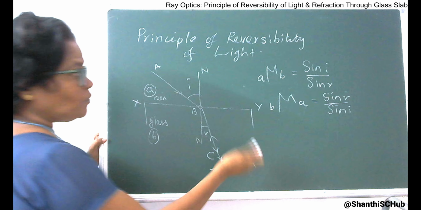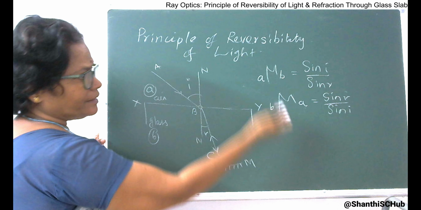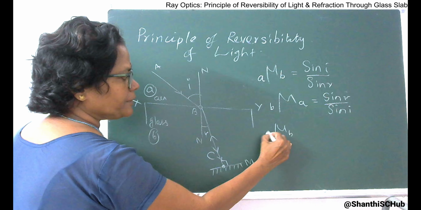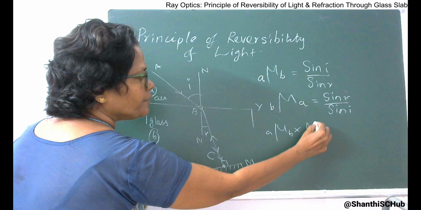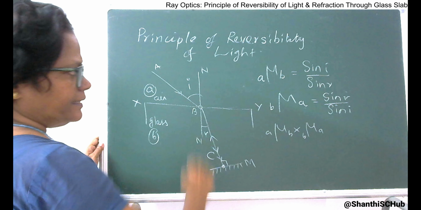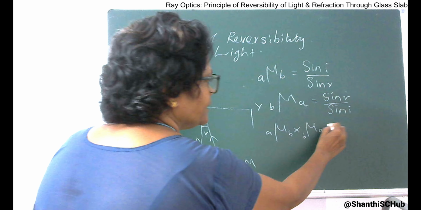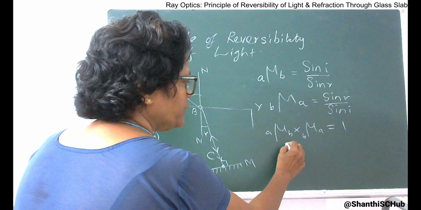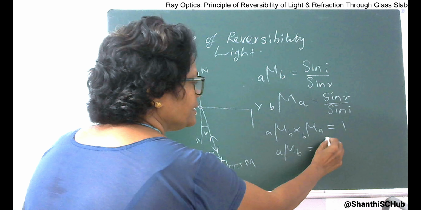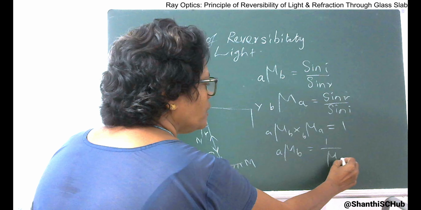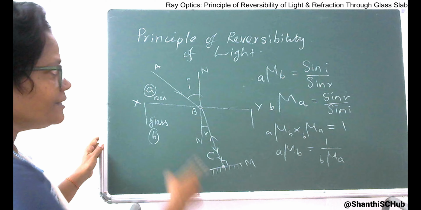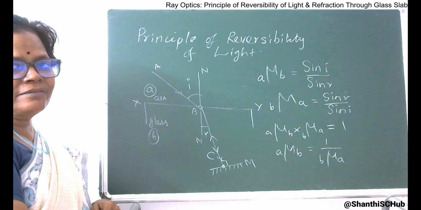Got it? Now what is the relationship between these two? If you multiply mu of B with respect to A by mu of A with respect to B, sin I by sin R into sin R by sin I, you will get 1. So what is your conclusion? Mu of B with respect to A is equal to 1 upon mu of A with respect to B. That is the conclusion of the principle of reversibility.